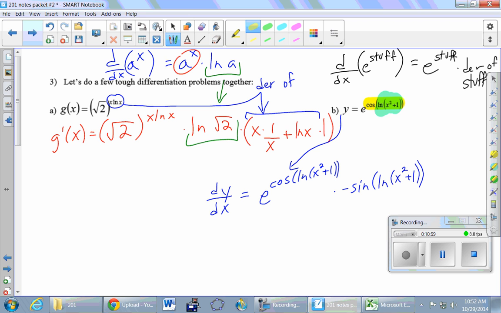Okay, so now we're looking at the highlighted blue/green stuff. So I need the derivative of ln of x squared plus 1. That's ln of stuff. What's the derivative of ln of stuff? It's 1 over the stuff times the derivative of the stuff. So 1 over the stuff, x squared plus 1, times the derivative of the stuff, and now I'm going to run out of highlighters, so I'm going to just circle the new stuff. The final stuff is x squared plus 1. What's the derivative of x squared plus 1? 2x. That is the answer.